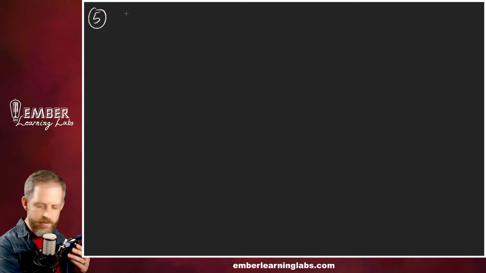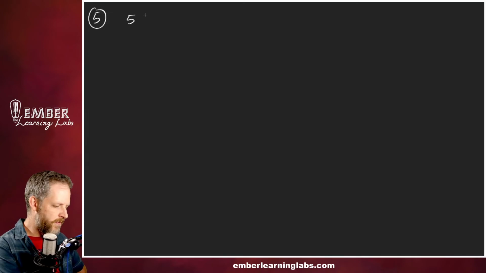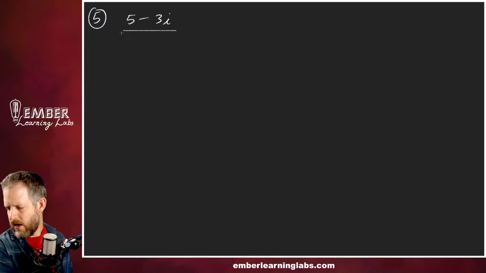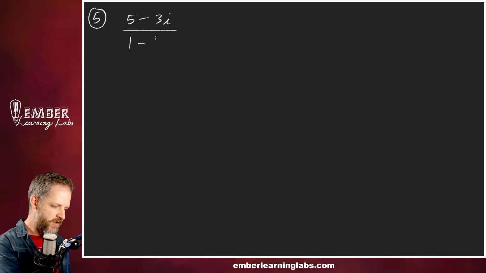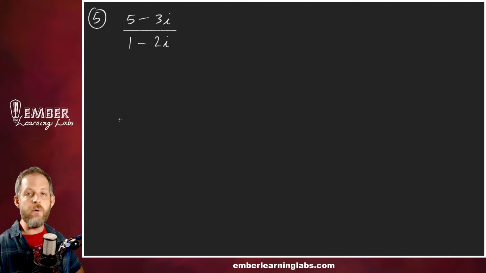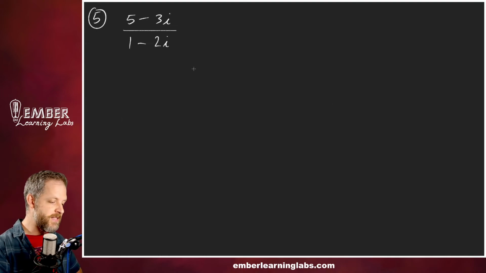So, division problem. We're going to do 5 minus 3i divided by 1 minus 2i. Now, the problem with this, as I just alluded to, is we don't like square roots in the denominator, and that i is a square root. And so in order to get the i out of the denominator, we need to multiply the top and bottom of this fraction times the conjugate.